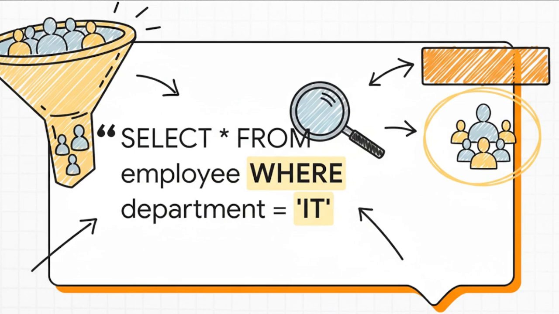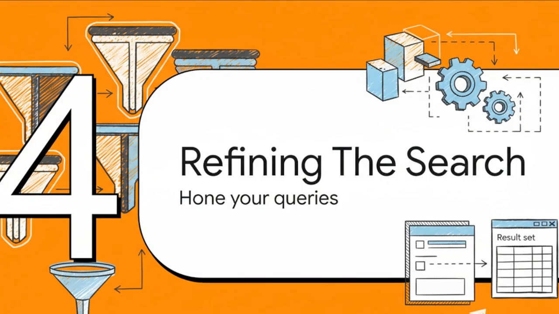It's a filter. It tells the database, okay, go look at all the employee records, but only show me the ones where the department is IT. It is an incredibly powerful way to zero in on exactly what you're looking for. But we can do even better. We can get even more granular.